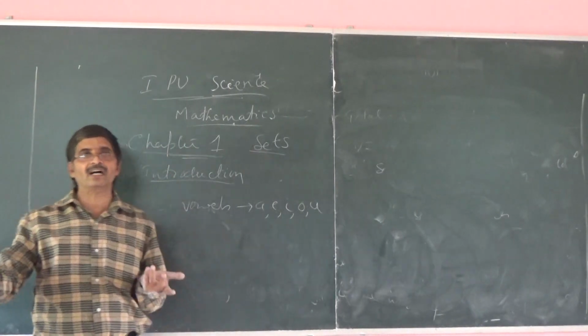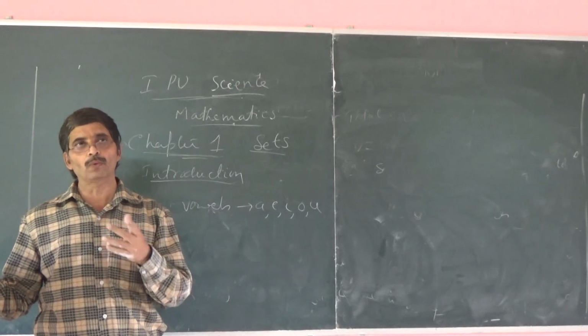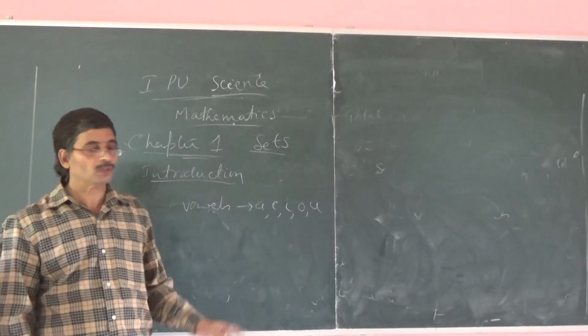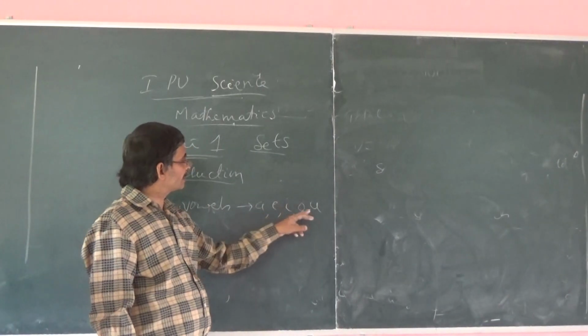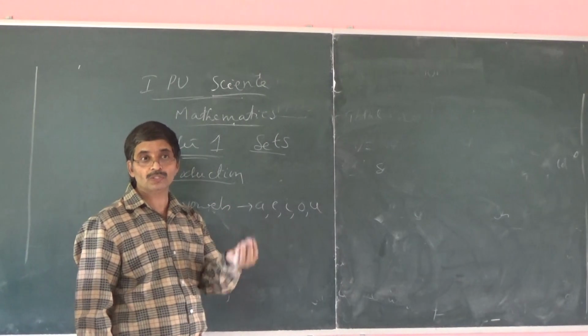I can say the set of vowels in English alphabet. So these are all vowels. I know what these are. When I say A, E, I, O, U, I know what those are. Those are vowels.